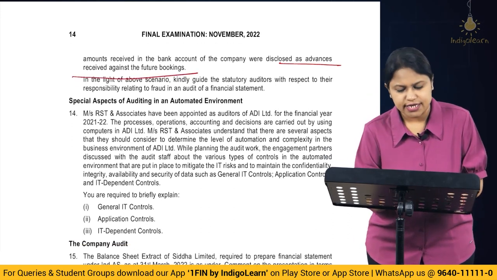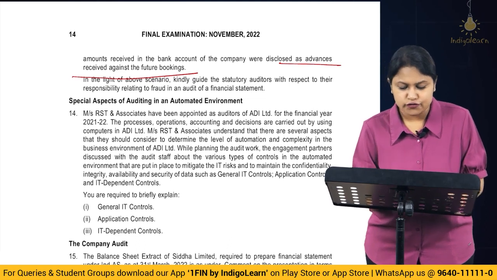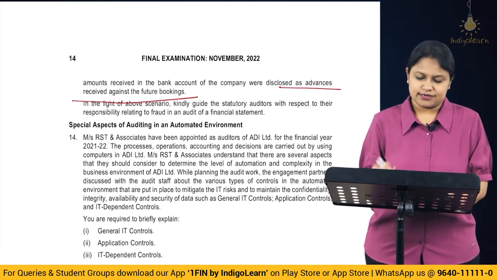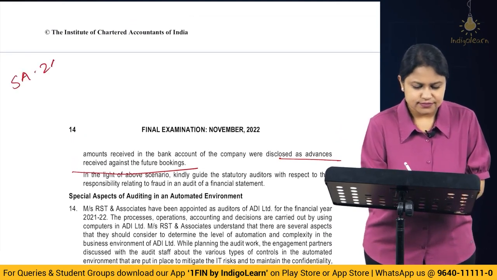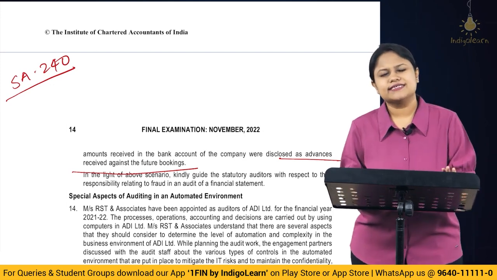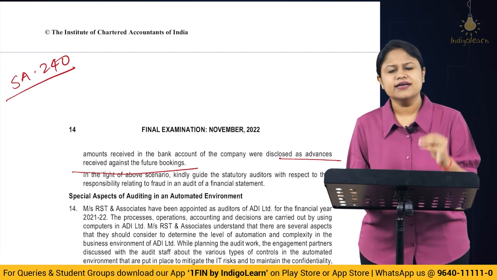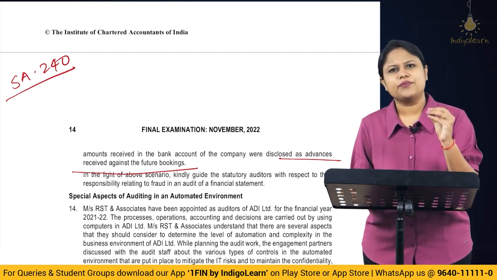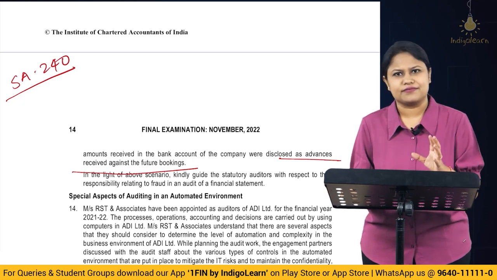In the light of the above scenario, kindly guide the statutory auditors with respect to their responsibility relating to fraud in an audit of financial statements. So when you look at the question itself, we know they're talking about SA 240. The very clear understanding is that revenue recognition is always to be considered as an area where there is a possibility of fraud, or which we would consider to be a fraud risk factor.